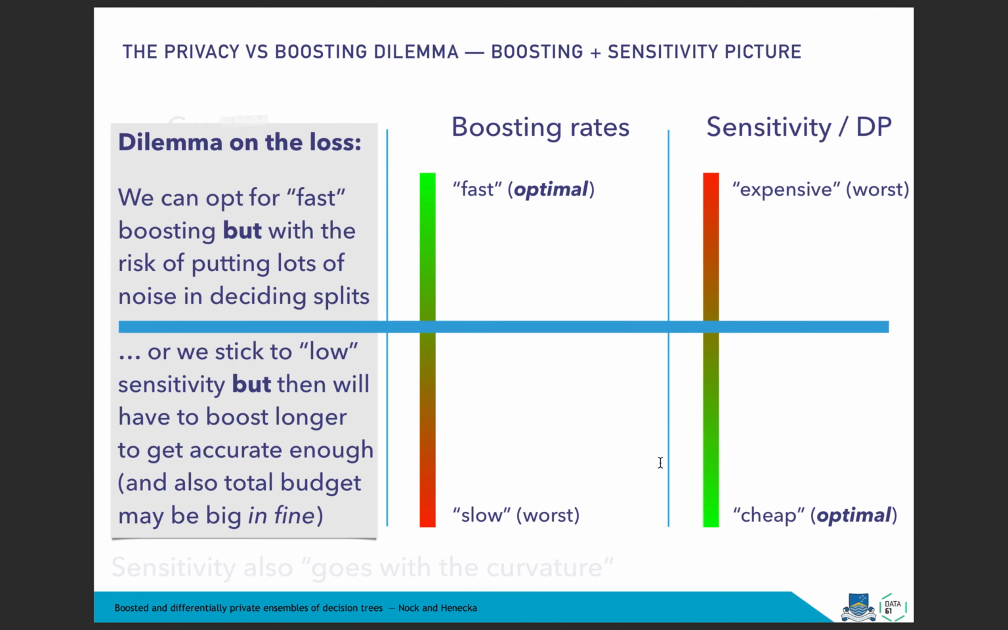There is therefore a clear dilemma emerging, which essentially tells us that we can choose fast boosting, but with the risk that we are going to put lots of noise in deciding splits, eventually destroying the purpose of boosting itself. Or we can stick to low sensitivity, but then we'll have to boost longer to get accurate enough. And then at the end, of course, the total budget we will have spent could be big.